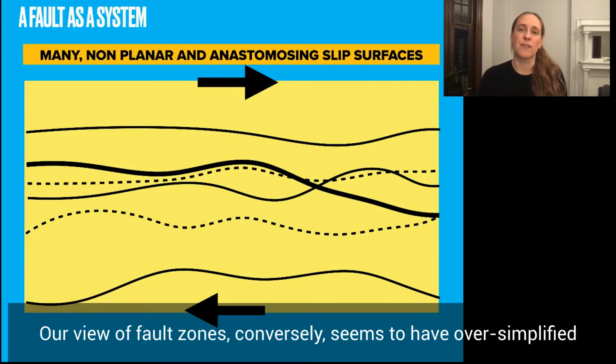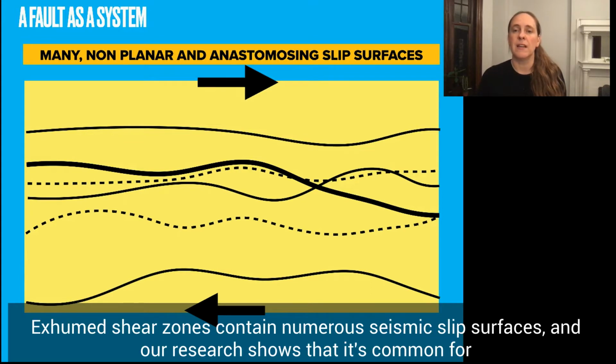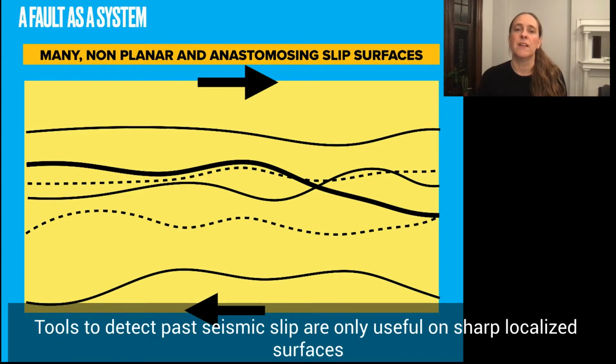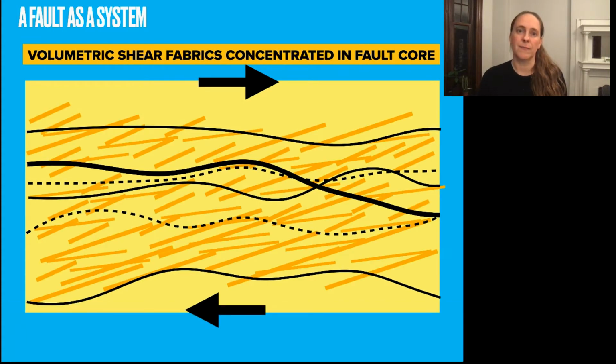Our view of fault zones, conversely, seems to have been oversimplified as a side effect of the need for simplification for modeling purposes. Exhumed shear zones contain numerous seismic slip surfaces, and our research shows that it's common for several parallel surfaces to slip together in the same event. Tools to detect past seismic slip are only useful on sharp localized surfaces because they rely on frictional heating, so there may be thicker rupture surfaces we cannot currently find.